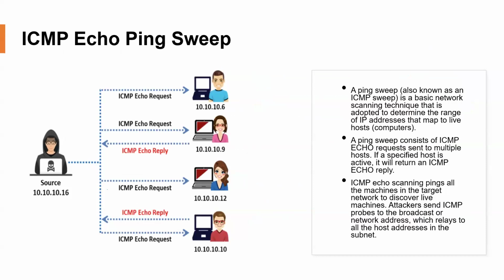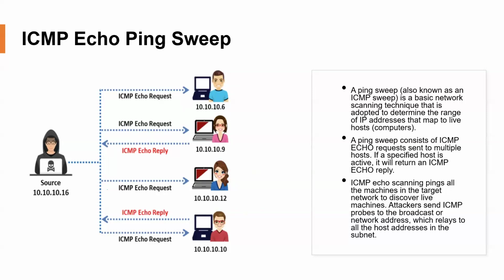And this is another attack, ICMP Echo Ping Sweep. So here you can see that this is a source which has an IP address of 10.10.10.16. And what it does, it sends ICMP broadcast requests to all the different hosts. It sends the ICMP echo request to all the different hosts. And those who respond back, it will know that these hosts have responded, so they are alive. And those who have not responded, they are down.